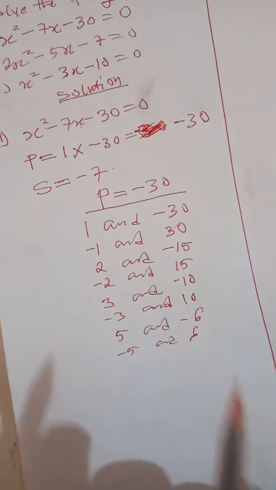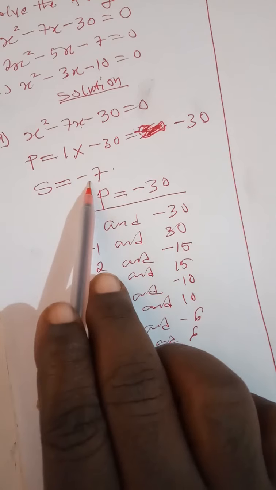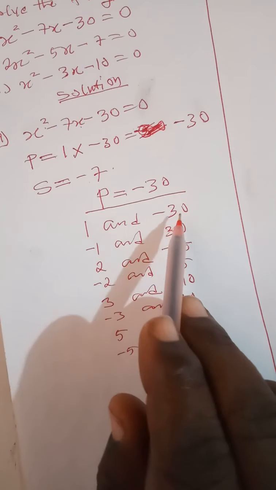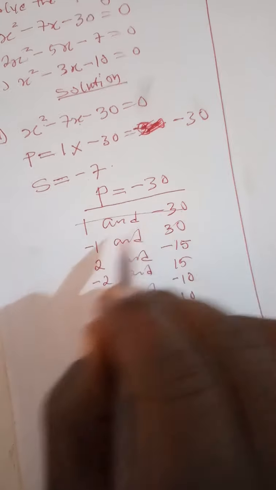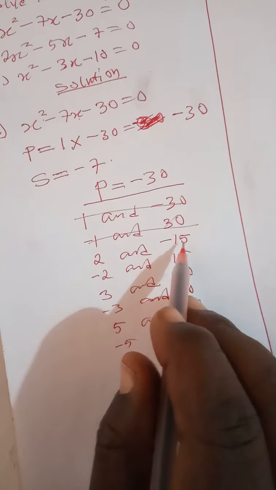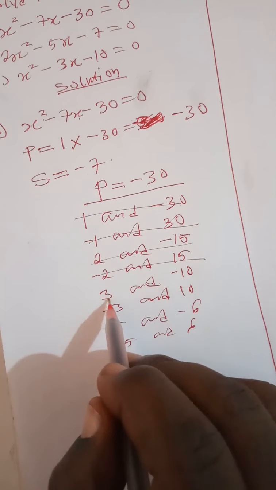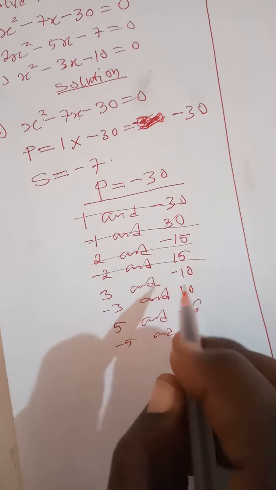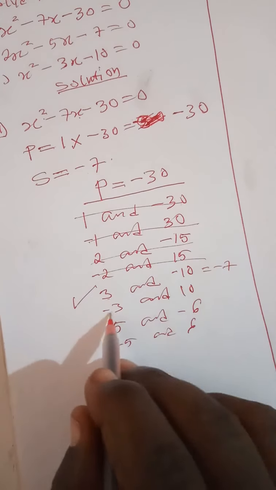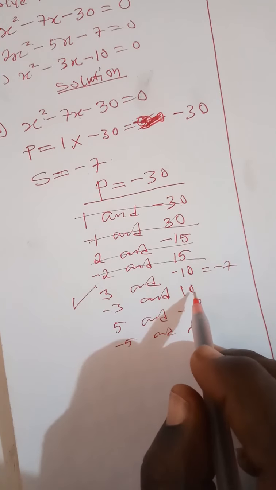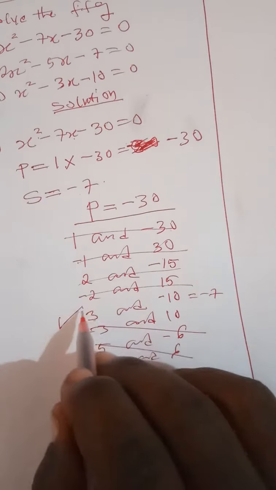So I will look out for the combination that will give me a sum of minus 7. See that? If I add this and this, I will not get minus 7. Add this and this, it is not minus 7. So I take this out. This and this will not give me minus 7. Take it out. This and this is not minus 7. Take it out. This and this: 3 plus minus 10 is minus 7. So this is minus 7. This is the correct thing. If I add this and this, it is plus 7. I don't need it. So you see that? All these others do not satisfy the condition. So this is the proper one.